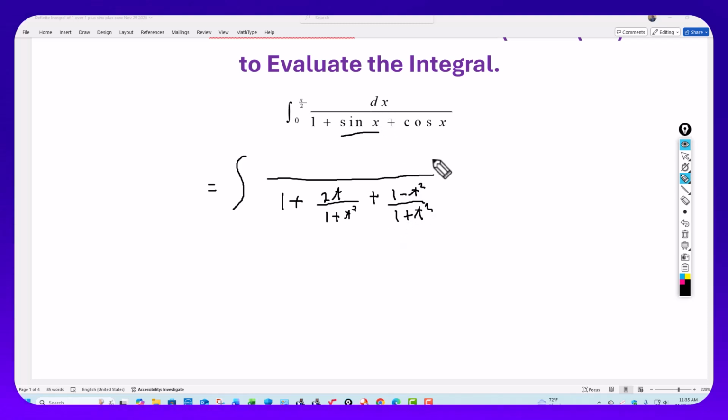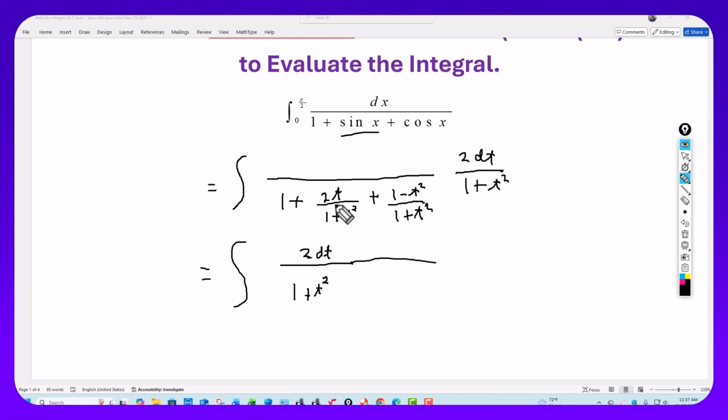And for the dx, it was 2 dt over 1 plus t squared. And then we simplify. The 2 dt will go on top, and then the terms in the denominator will be multiplied by 1 plus t squared. So it'll be 1 plus t squared times 1 over here, so 1 plus t squared. For the second one, 2t over 1 plus t squared, the 1 plus t squared will cancel, leaving us with 2t. For this third one here, the 1 plus t squared cancels again. I'm left with 1 minus t squared.